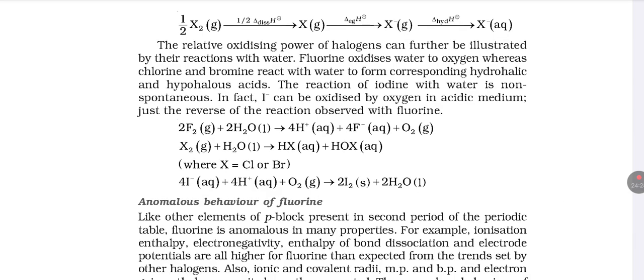The relative oxidizing power of halogens can further be illustrated by the reaction with water. Fluorine oxidizes water to oxygen, whereas chlorine and bromine react with water to form the corresponding hydrohalic and hypohalous acids. The reaction of iodine with water is non-spontaneous. In fact, iodine can be oxidized by oxygen in acidic medium, just the reverse of the reaction observed with fluorine.